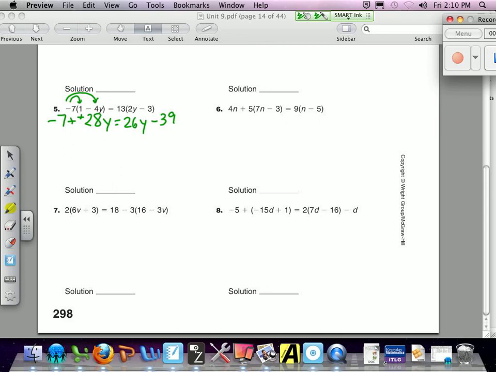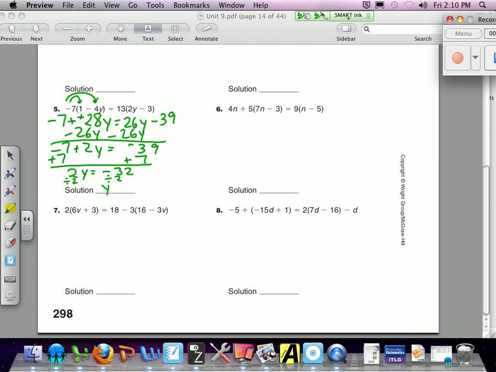I personally am going to get rid of the 26y on the right-hand side by subtracting it from both sides. So negative 7 plus 2y equals negative 39. Over here it's like having 0 minus 39, so I get negative 39. That means I need to get rid of the constants over here. So 2y equals negative 32. And then divide by 2, divide by 2, y equals negative 16.